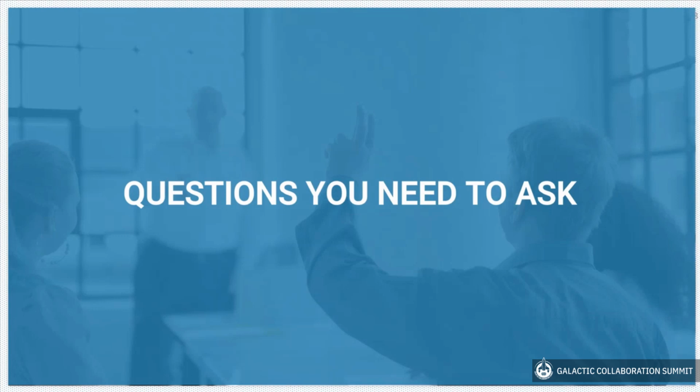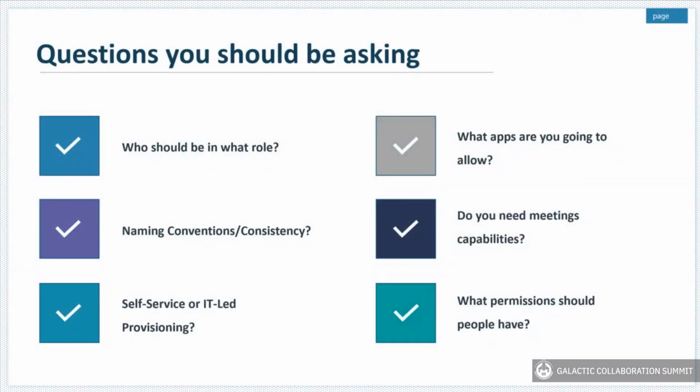So what are some of the things that we need to ask when we're looking to implement governance in our teams' environments? The first thing that we should be asking is who should be in what role. You're going to have administrators or owners or members or external or internal guest users. And we'll talk a little bit about what each of those roles entail and some of the responsibilities to help you make the right decision on who goes in what role.